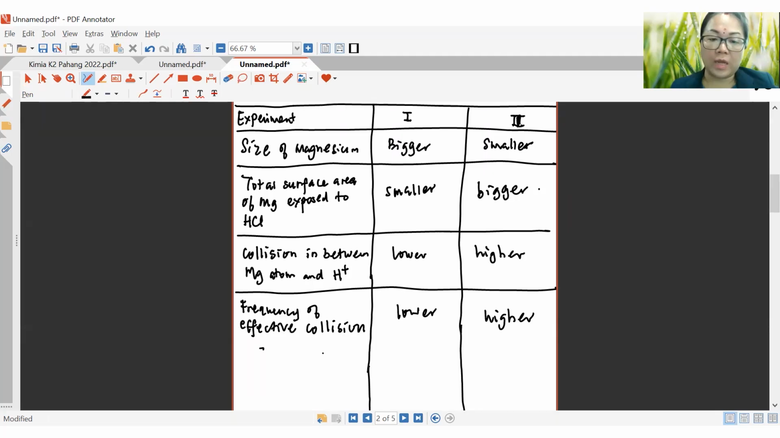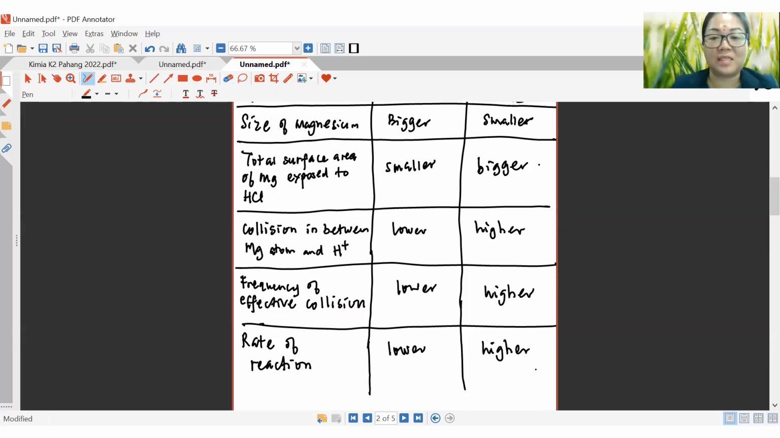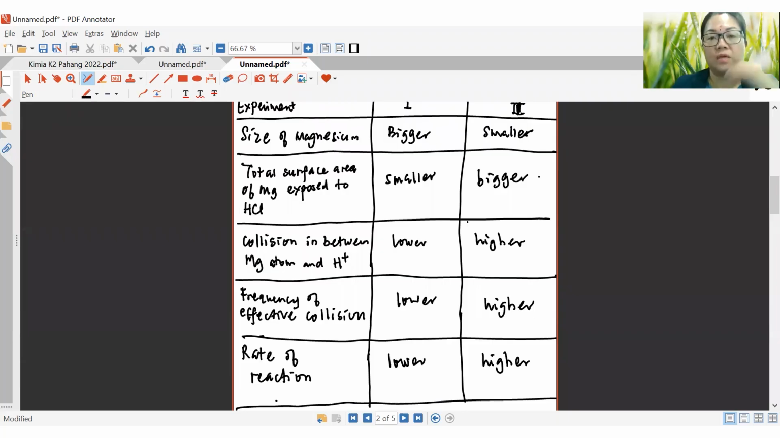So in a way, it contributes to the rate of reaction. Which one is higher, which one is lower? Rate of reaction: for set 1, lower. For set 2, higher. That settles experiment 1 and 2. Isn't it easy? When you tabulate something, it simplifies everything. You don't have to keep thinking of lengthy sentences. But in order to make sure your table is very complete, you need to be well versed on every factor and on how to explain it as well.